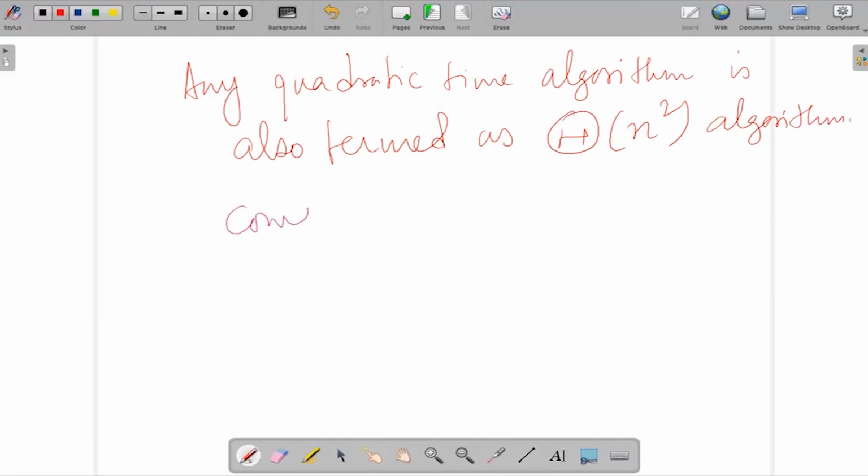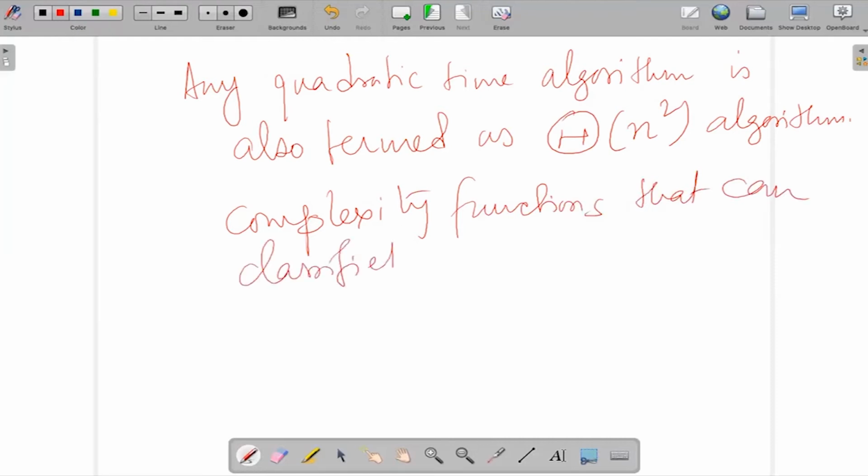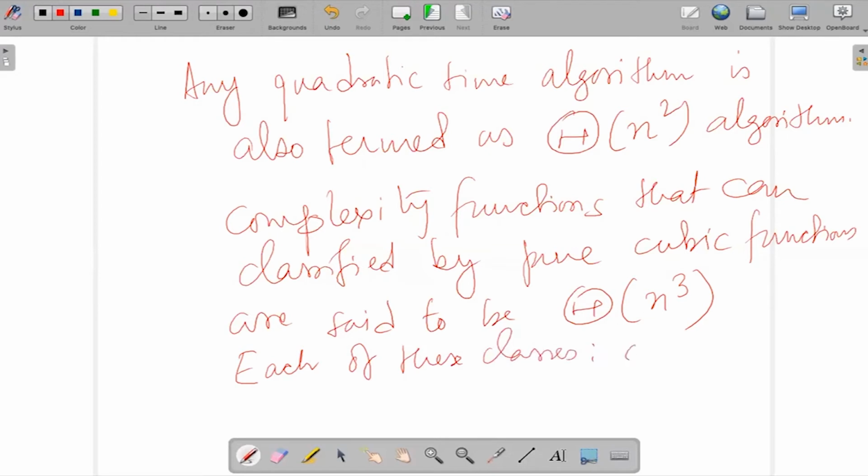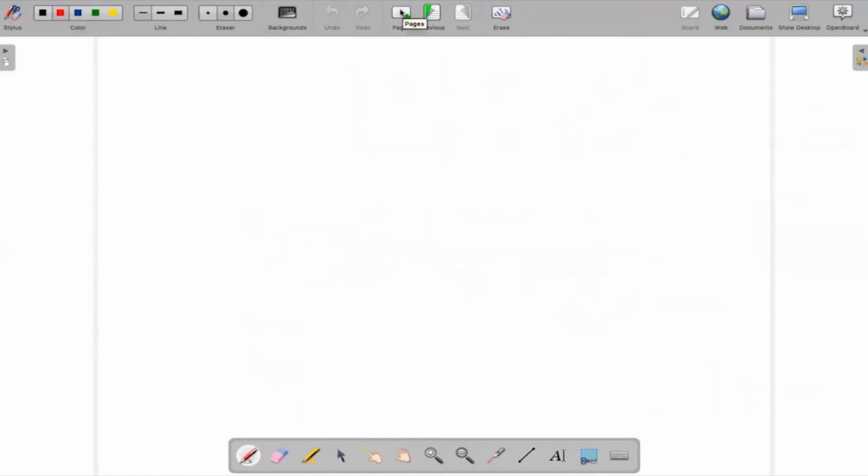Similarly, complexity functions that can be classified by pure cubic functions are said to be theta n cube, and so on and so forth. So each of these classes are called complexity categories. And as you can immediately understand, there can be different complexity categories.